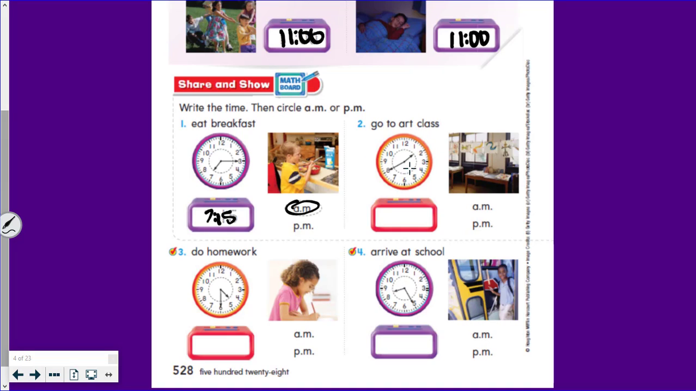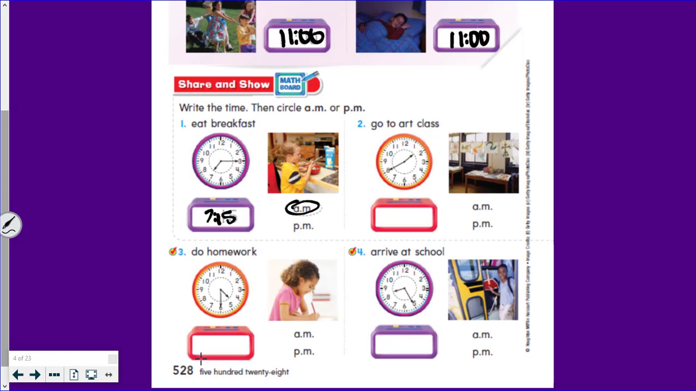So take a look at the time on the clock, write it here in the digital, and then circle if it's going to be a.m. or p.m. Number 3, do homework. Write the time. And then we do homework. Is that going to be AM or PM? Number 4, arrive at school. So same thing, take this time, write it down here, and then circle AM or PM. So go ahead and do 1, 2, 3, 4 if you haven't done them already. Pause your video.